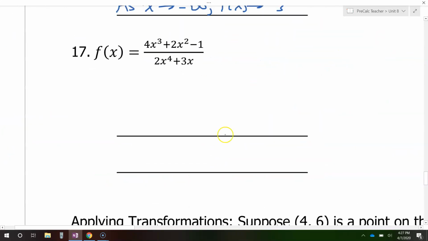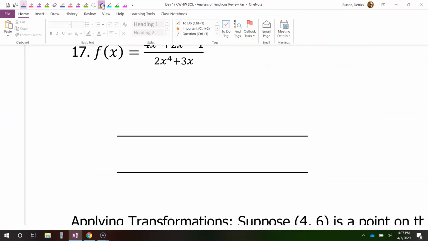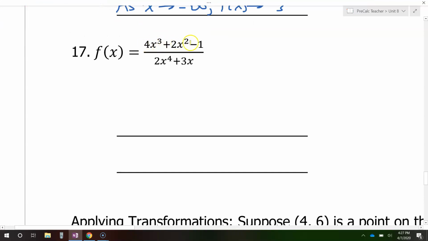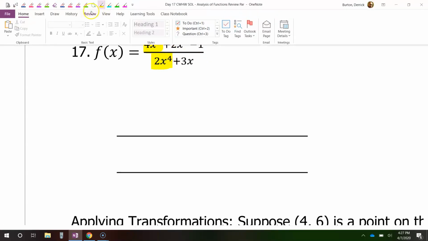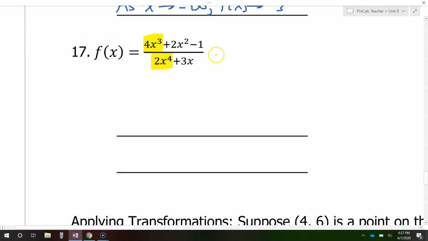All right, let's do that again. Which terms will matter? Only the highest exponent in the numerator and the highest exponent in the denominator. So as x approaches infinity or negative infinity, the function will approach 4x to the third power over 2x to the fourth power. And then this simplifies down, so this is going to be 2 over x.